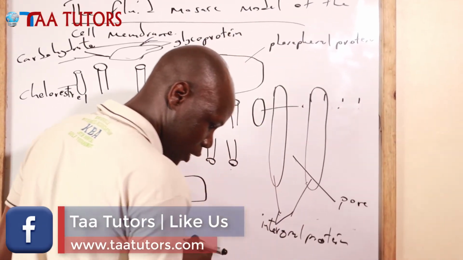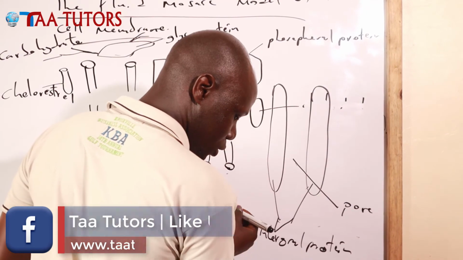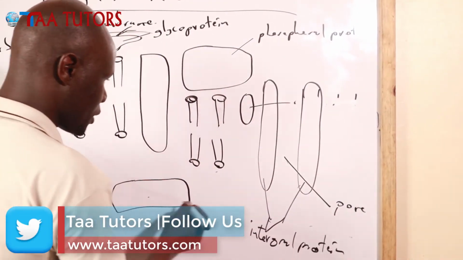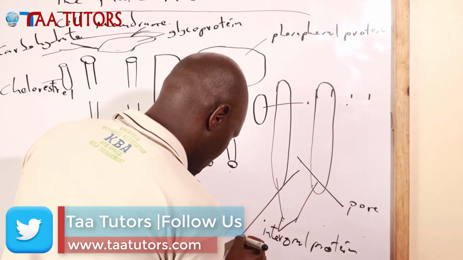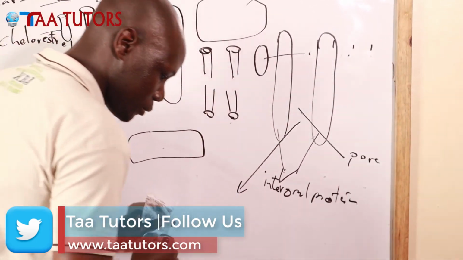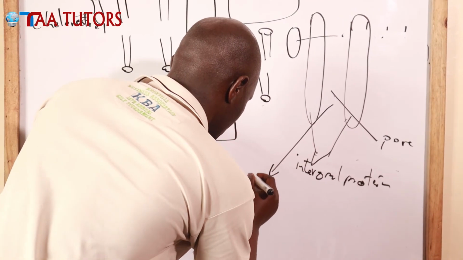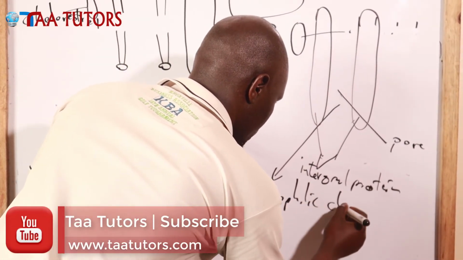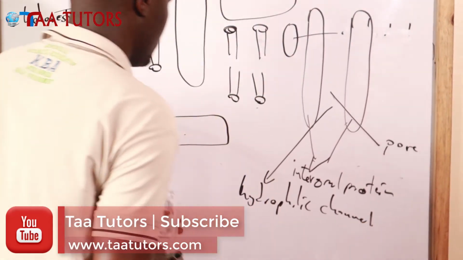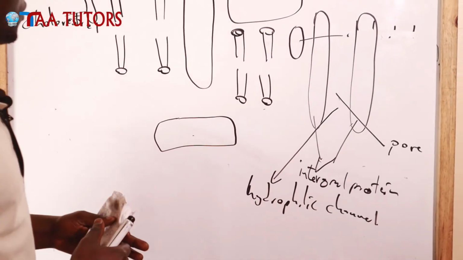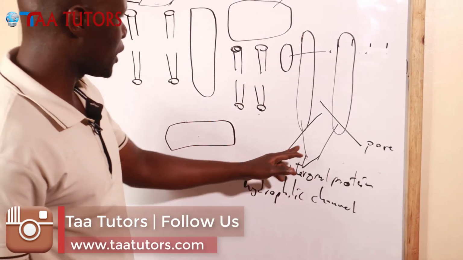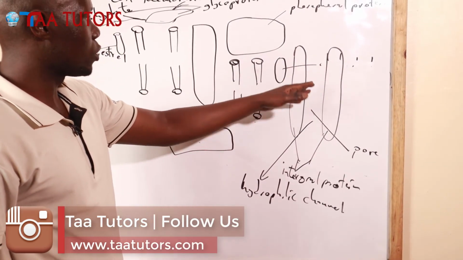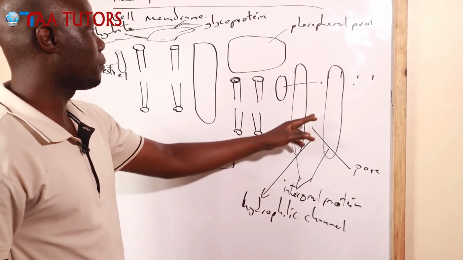So a pore is like a channel through which molecules can pass through. This particular channel here is our path, and we are calling it hydrophilic channel. Now, what's the meaning of this? We have talked about hydrophilic, water-loving. So water can easily be passing through this channel. It is creating a pathway through which the molecule of water can pass through.